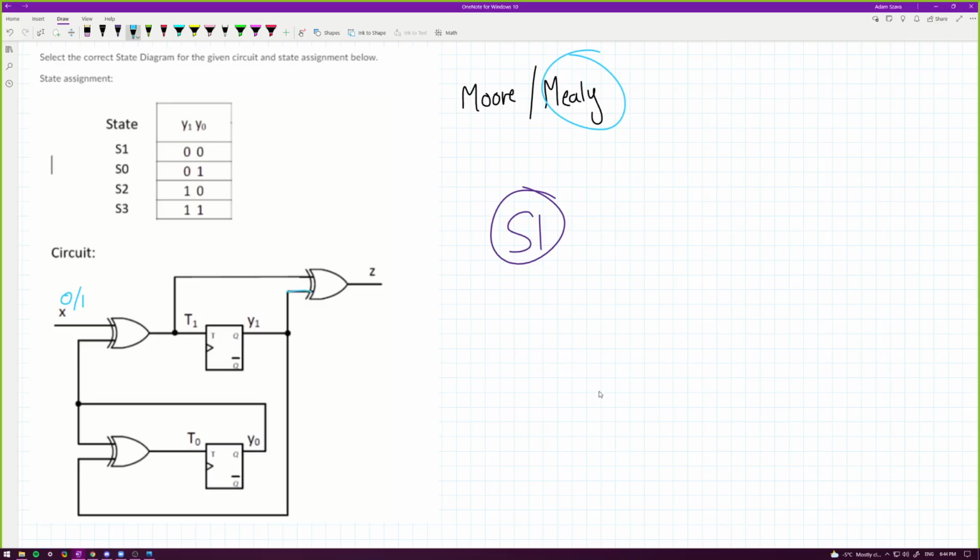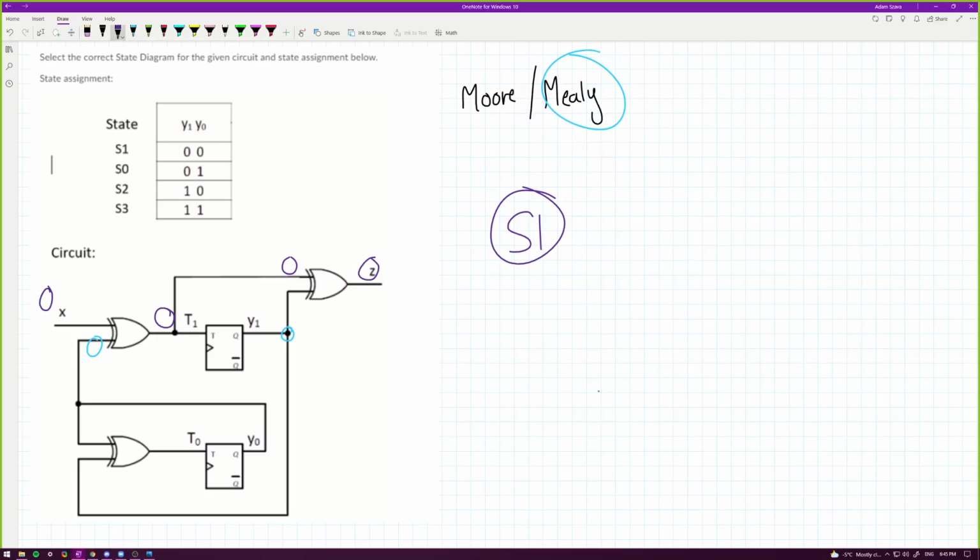It would be Moore if it was only connected here. But as someone was just saying, for example, if this was 1 and this was 0, this is an XOR, so the output here would be 1. The blue variables change when the circuit is clocked. But if I just change this 1 to a 0, then this would be a 0 and this would be a 0. So without clocking the circuit, I changed the output. So that must be a Mealy machine.